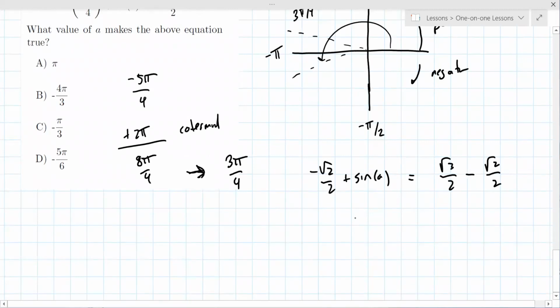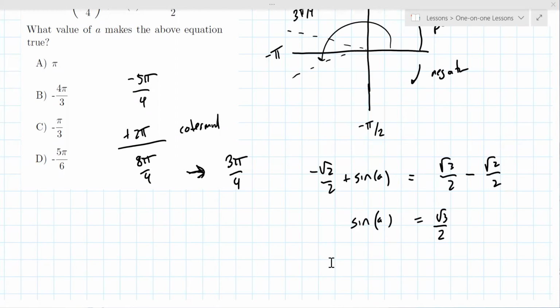Sine is square root 3 over 2 at pi over 3 and 2 pi over 3. Say that one more time. Pi over 3 and 2 pi over 3. Those are where it equals square root 3 over 2. Yep. Problem is neither of those are there.